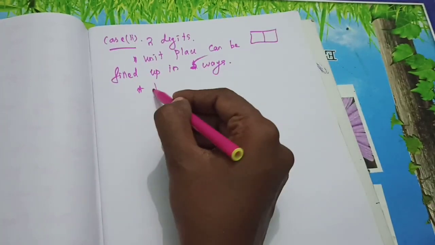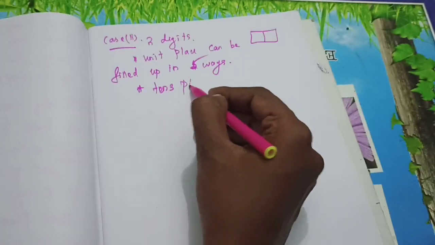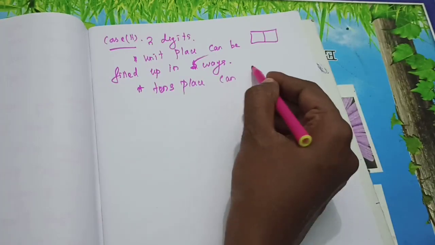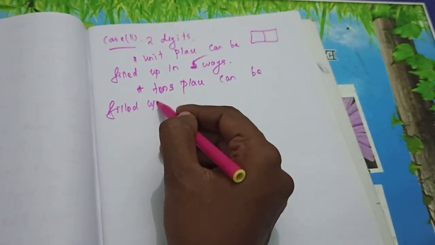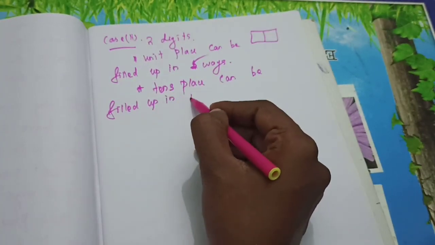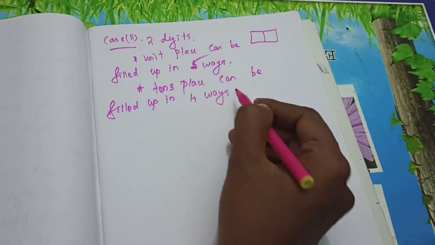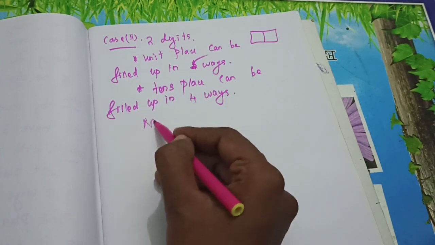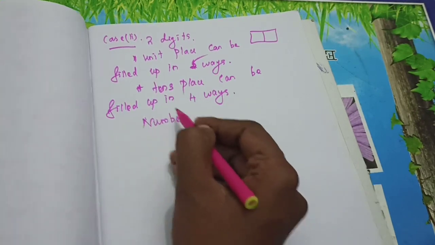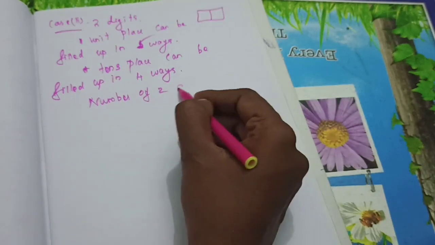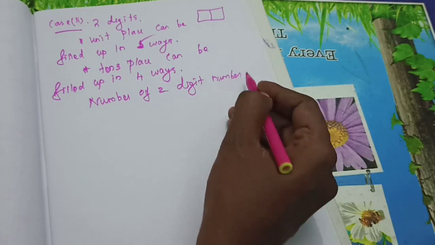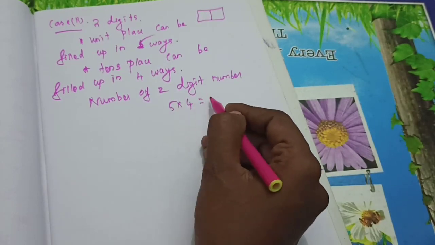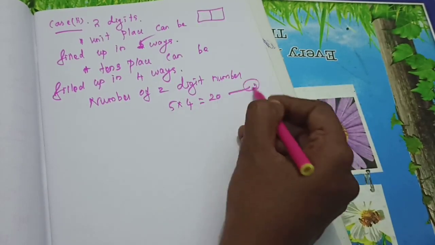Yes. Then the tens place, how will you fill? The tens place can be filled up in how many ways? 4 ways. So how will you do here? Number of 2 digit numbers. How will I find the 2 digit numbers? 5 into 4. So how much will you get? 20. Take it as equation number 2.